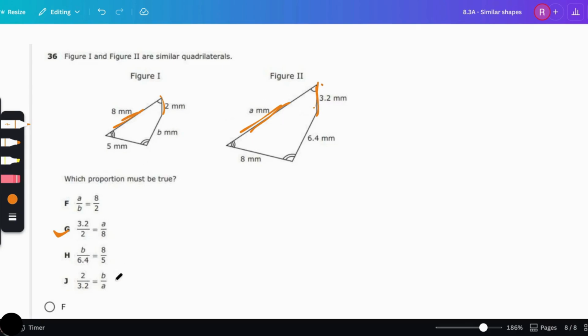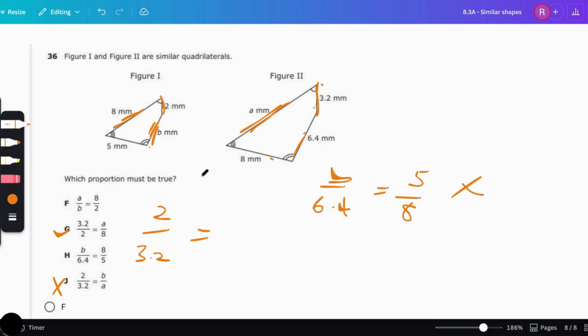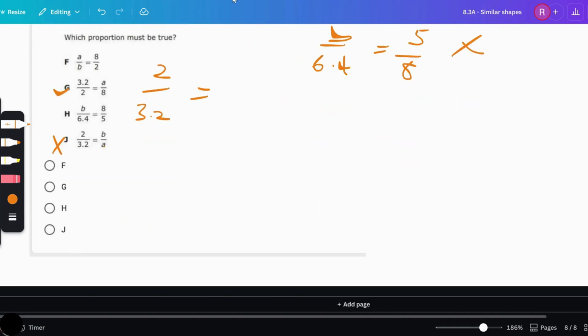Those sides correspond. Let's try the next one. B over 6.4. We have B here over 6.4. Those correspond. Equals 8 over 5. B over 6.4 equals 8 over 5. So if you are using B over 6.4, we are supposed to say 5 over 8, not 8 over 5. You don't flip it. Now 2 over 3.2 equals B over A. This one too does not go. So G is the correct answer, and that will be all for this video.